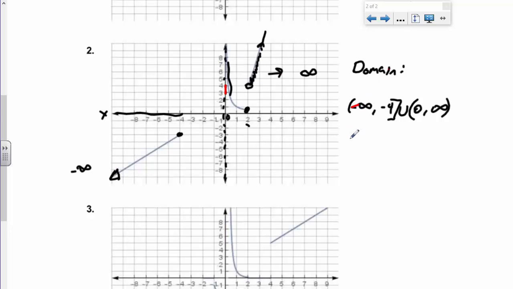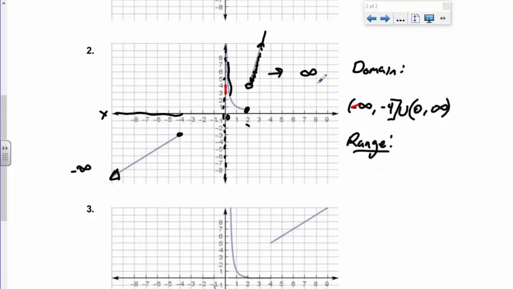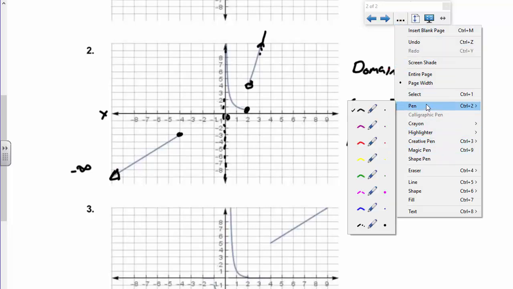Okay, let's do the range. Alright, and let me see if I can erase some of this stuff. I got a lot of stuff showing up here. See if I can erase some of the stuff I've added on here. Get this picture a little cleared up. Okay, so let's go back and let's get this pen going.